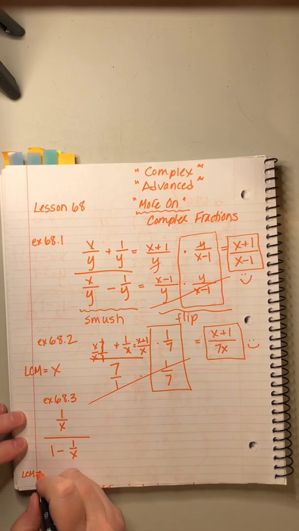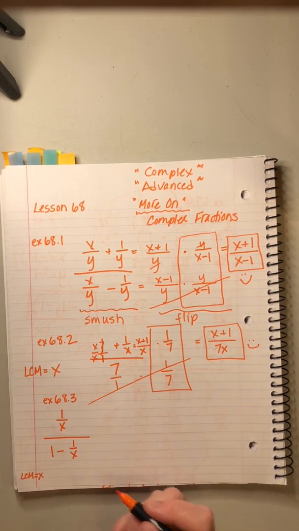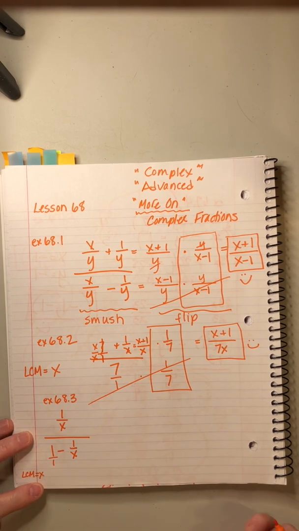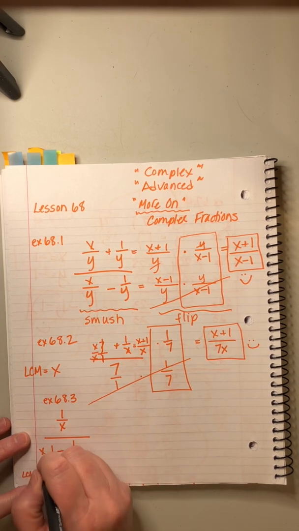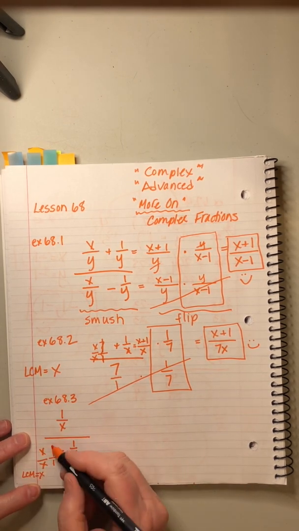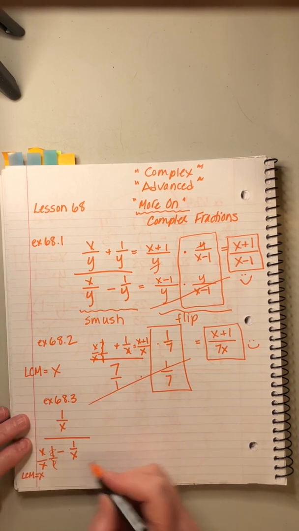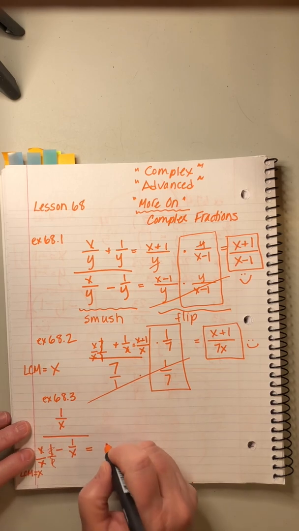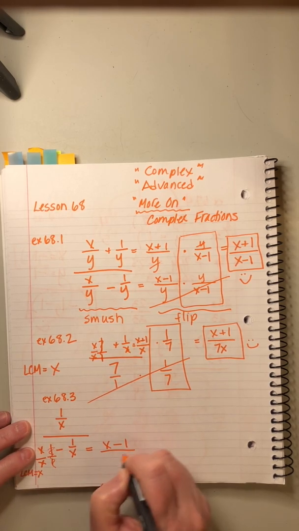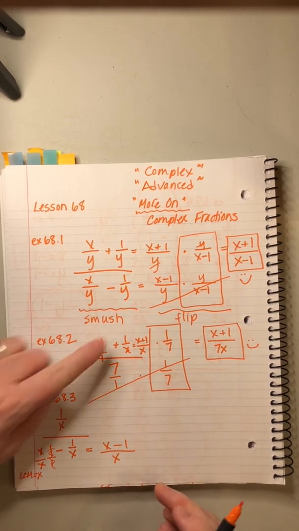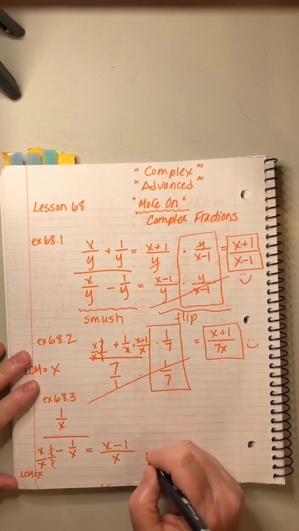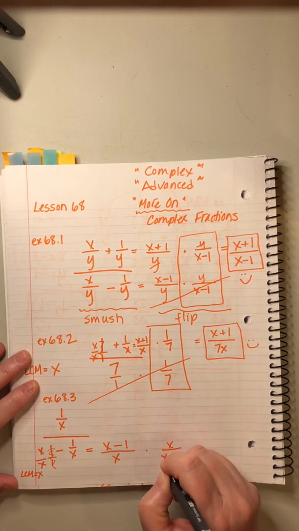Easy, it's x. Multiply the first fraction, which is technically 1 over 1. We multiply it by x over x. Because these are 1s to begin with, we have x over x now, right? So this smushes and becomes x minus 1 over x. Good, it's smushed. Now we're ready to flip. X over x minus 1.